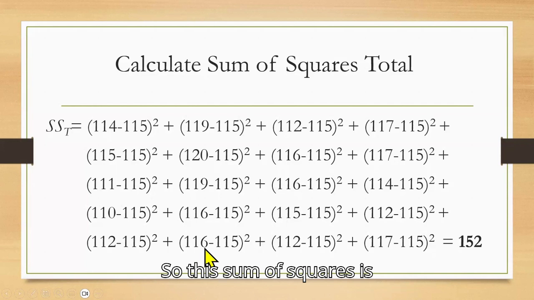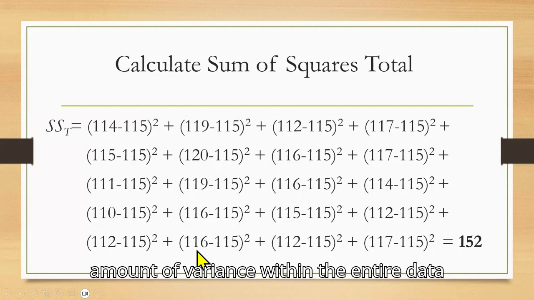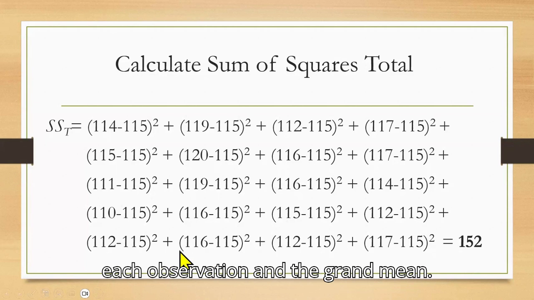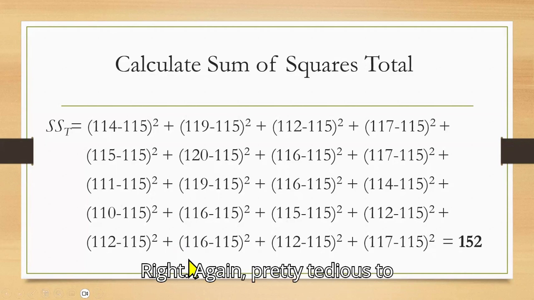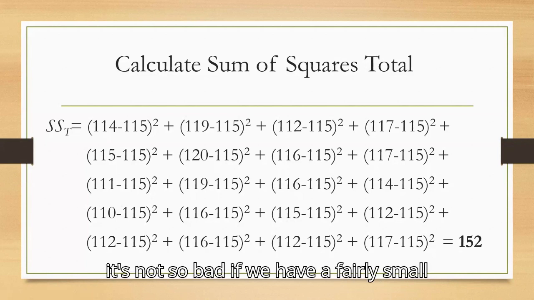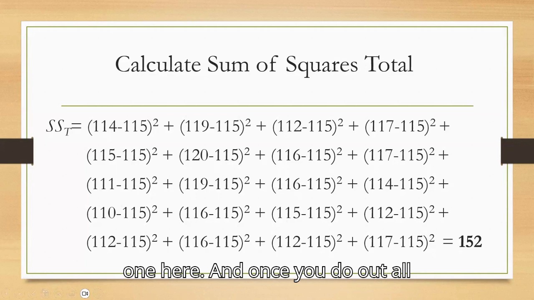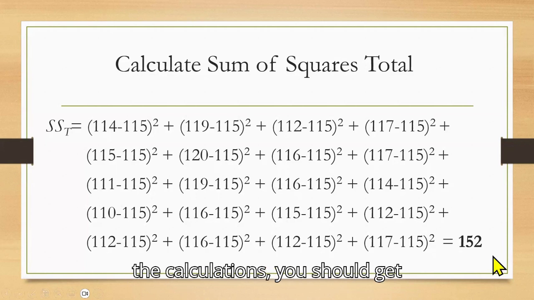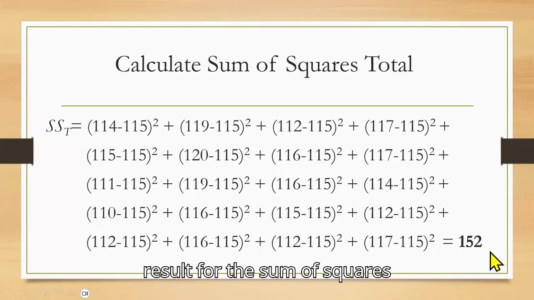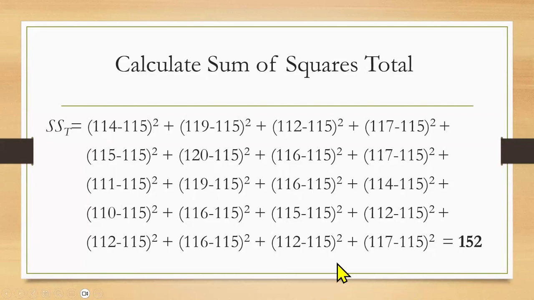So this sum of squares is going to be the total amount of variance within the entire data set because it's the difference between each observation and the grand mean, right? Again, pretty tedious to calculate if you have a large data set. It's not so bad if we have a fairly small one here. And once you do out all the calculations, you should get 152 as your result for the sum of squares total.